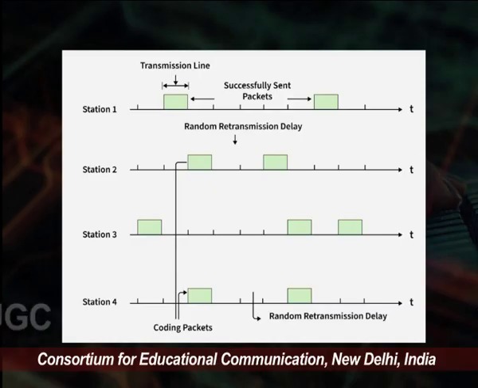Station 4, however, is in a colliding mode, and as I have told you, when the packets from any particular stations collide, then all the frames or all the packets will be destroyed, and then all the colliding stations will wait for some random backoff period, and after that random backoff period they will retransmit their packets. That is what the whole procedure is, which is shown in this figure.